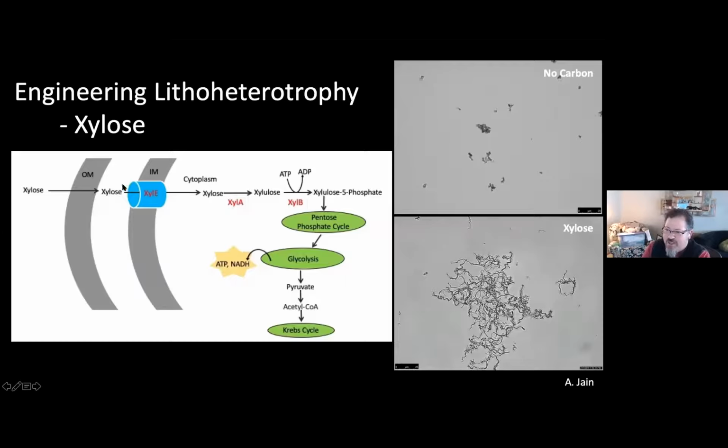And so we gave them a pathway to bring in xylose, an isomerase, and a kinase to then feed this sugar right into the pentose phosphate pathway. And when we do this, if we take away carbon dioxide, the cells don't grow anymore. We get a little bit of abiotic iron oxidation. But with xylose, we now get these twisted stalks again. So this tells us that this pathway is working.